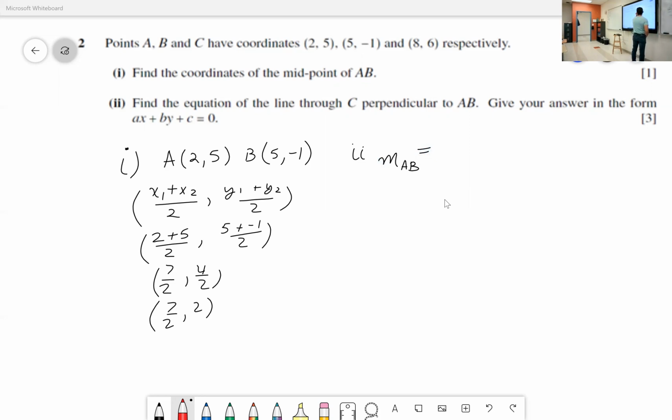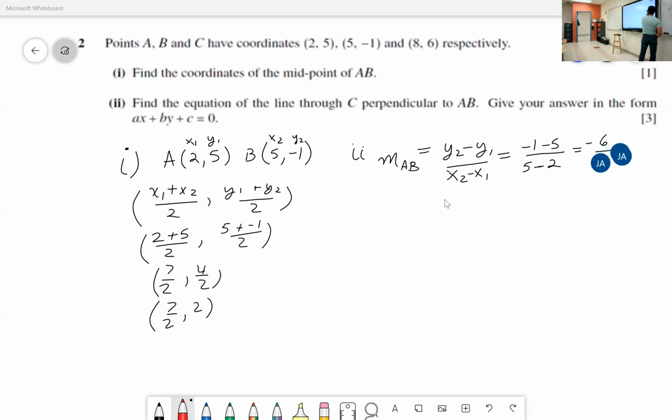So we're going to have y of 2 minus y of 1 over x of 2 minus x of 1. Let's reference this over here: x of 1, y of 1, x of 2, y of 2. So we have -1 minus 5 divided by 5 minus 2. Make sure we have things in the right order. That's going to be -6 divided by 3. So the slope between A and B is -2.